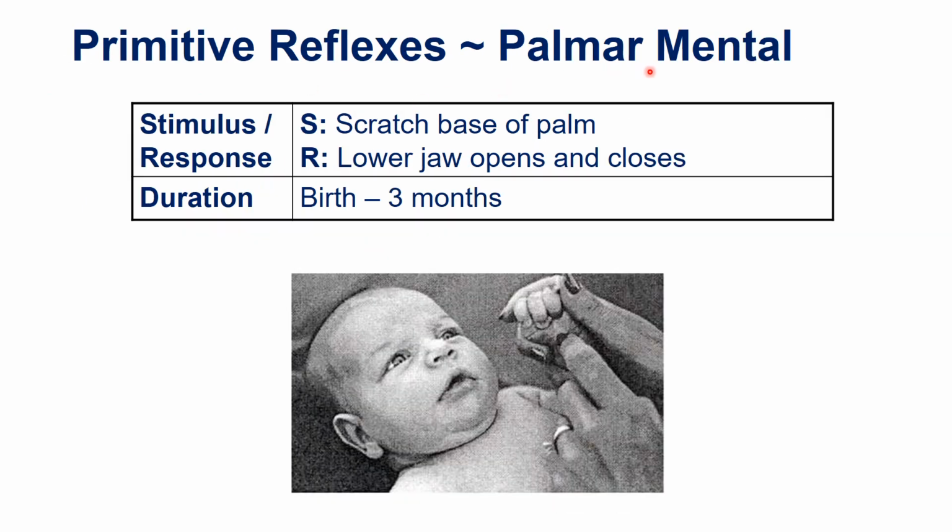Now come to the palmomental reflex. Here the stimulus is to scratch the base of the palm, like in the picture, and the response will be that the lower jaw of the baby opens and closes. So when you scratch the base of the palm, the baby will open the mouth and close it. This is present at birth, and disappears by 3 months of age.